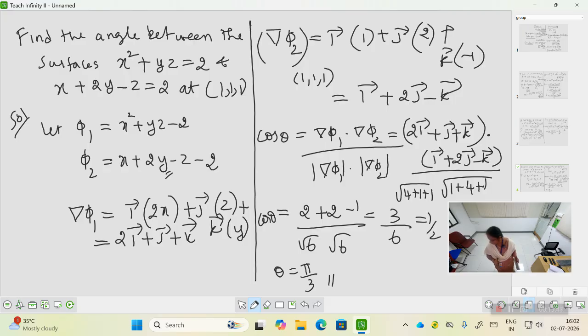So remember, we found the angle between the two surfaces. In this way, whatever the surfaces we are given, we can find the angle between the two surfaces. Remember these concepts.